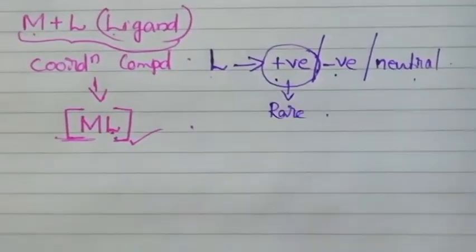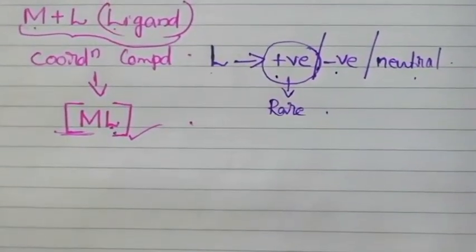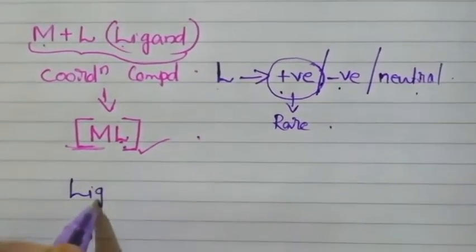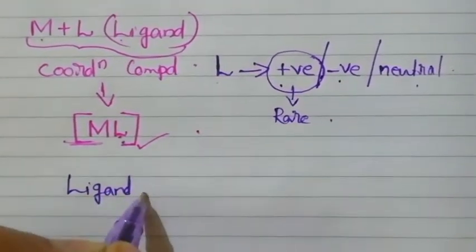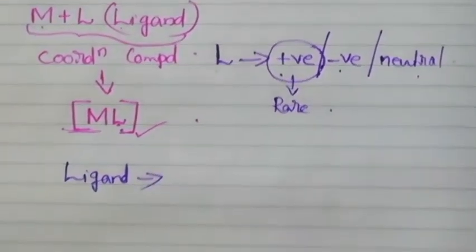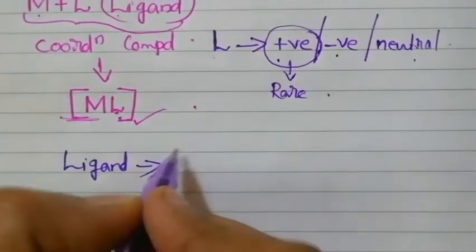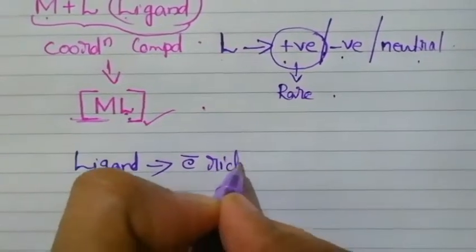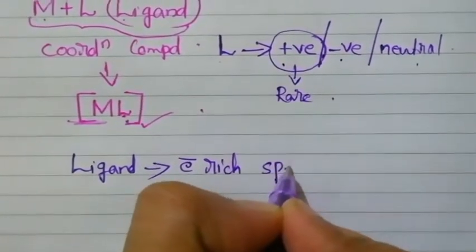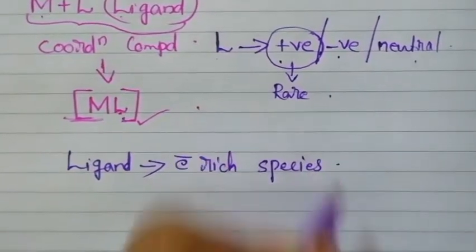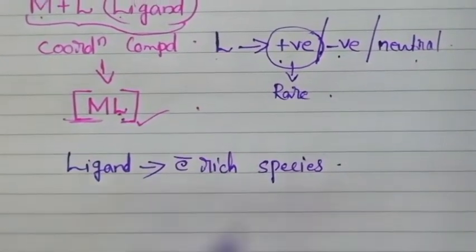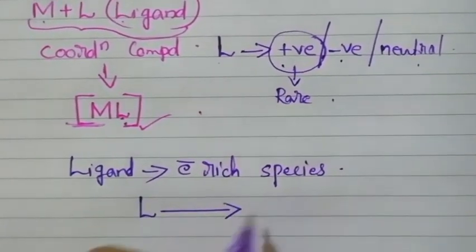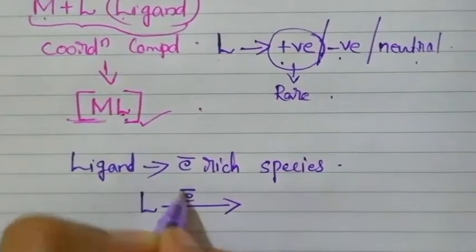Why positively charged ligands are rare, we can understand from the definition of ligand. Ligands can be defined as electron-rich species. Ligands can be atoms, ions or molecules, but they must be electron-rich species. It should have a lone pair of electrons, or must have electrons to donate to the central metal atom.